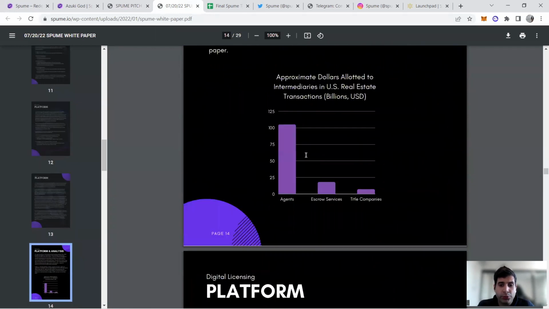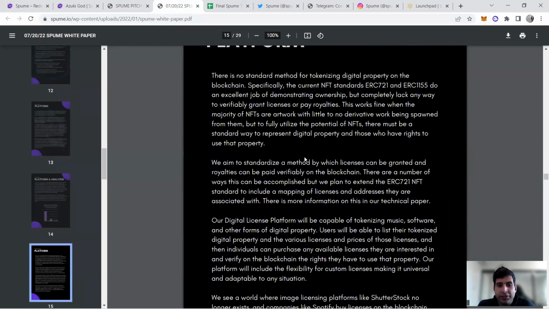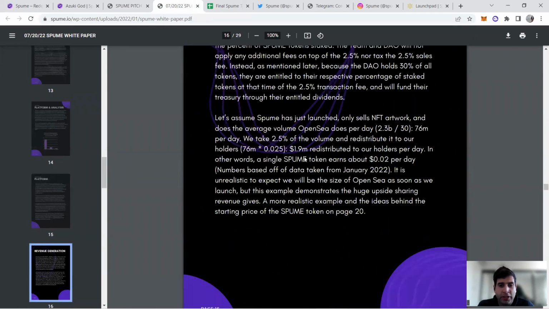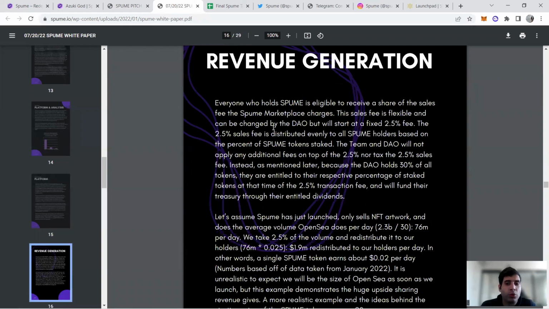It does go a lot through the analysis of the revenue generation model as well, for how this works. Everyone who holds the Spume token will be eligible to receive a share of the sales that they have in the marketplace. And the sale fee that they're going to charge will be decided by the DAO, but initially it's going to be 2.5% until the DAO changes that.